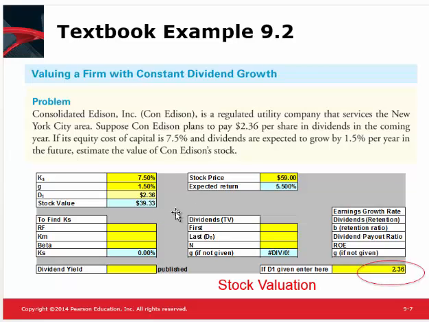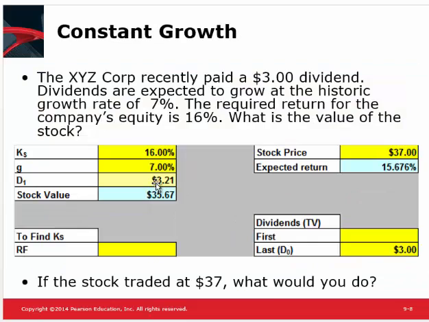$39.33. What if the stock was selling for $59? Would you pay $59 to get $39? Obviously not, right? If you did pay $39, you'd earn 5.5%, but you wanted 7.5%. So this is a bad investment relative to this constant dividend growth model.